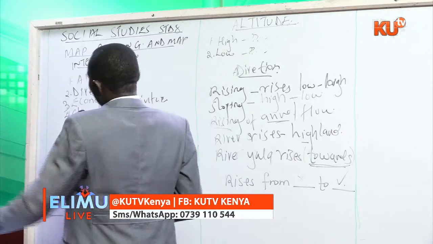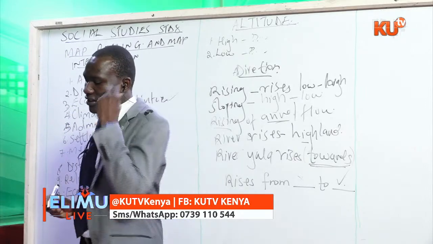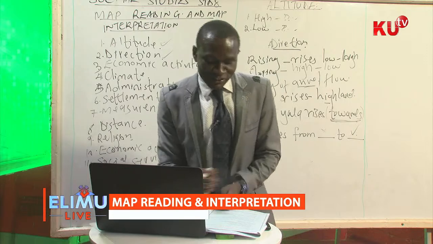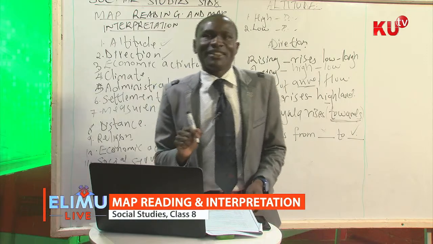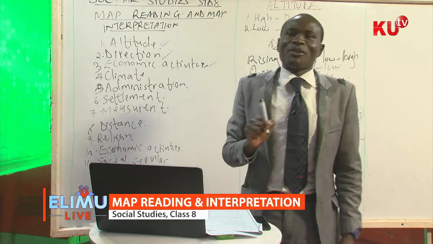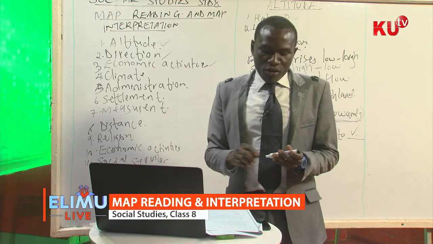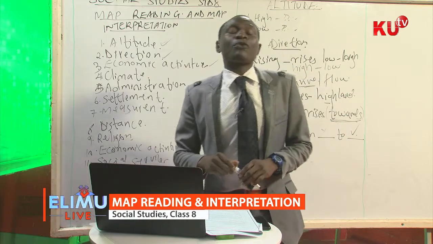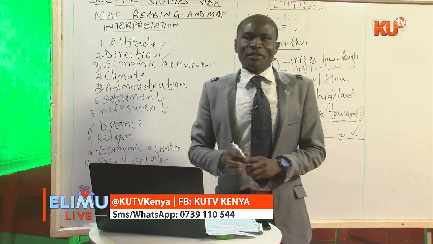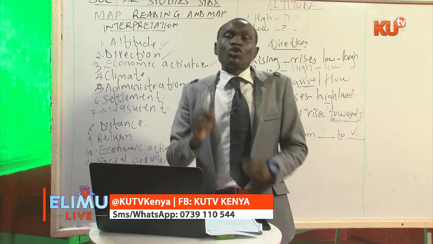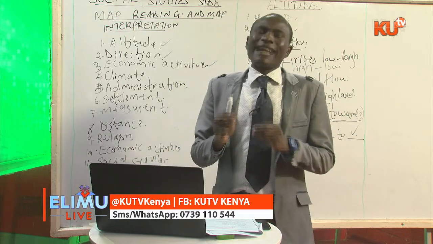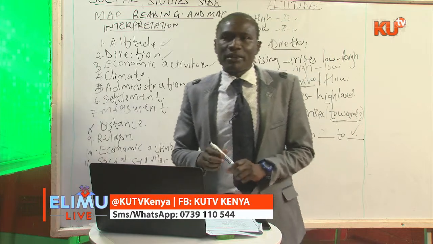Let us look at another area known as economic activities. Economic activities on map work is a question that has been coming frequently in KCPE. We'll be looking at what some of these economic activities are and what the indicators on map work are. Some of these economic activities include crop farming. On crop farming, what are some of the things you are supposed to know? The presence of tea, coffee, maize, pyrethrum, cotton and sugarcane all indicate crop farming.